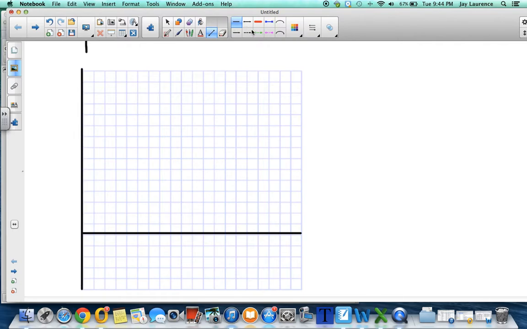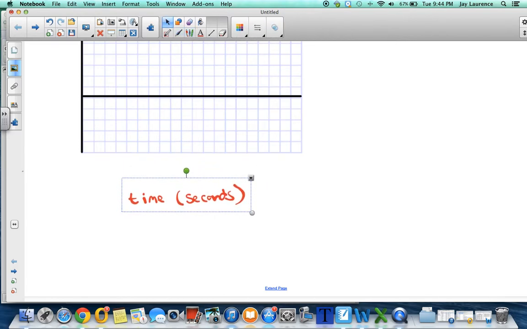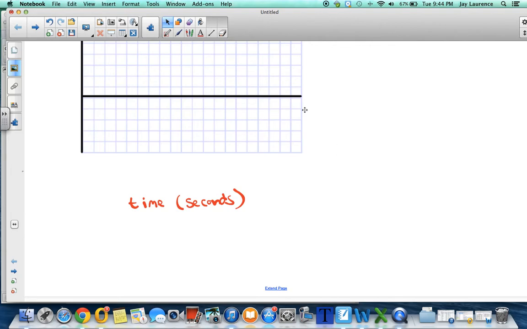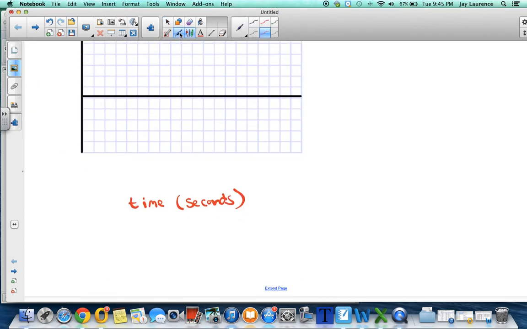And the x-axis is going to be the time in seconds. I really should lower this a little bit, give myself some room. And how long does the story take? Well, looks like it goes through 18 seconds. So I think I might actually count by twos: 2, 4, 6, 8, 10, 12, 14, 16, 18, and then finally 20 seconds.